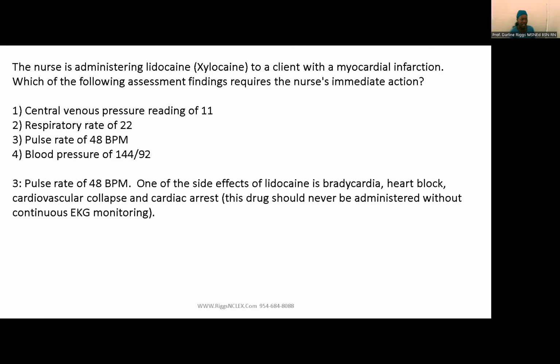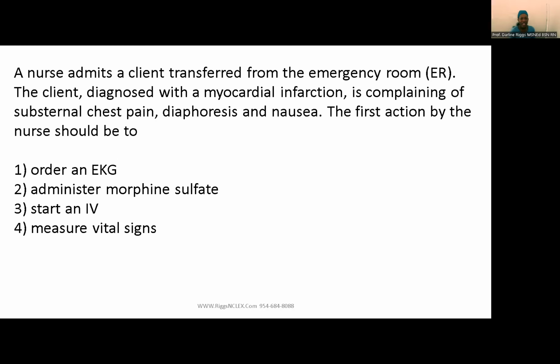That's a priority question. I mentioned this before, they're always on a monitor. You're not going to be giving lidocaine without putting the client on an EKG monitor. Hang in there, a couple more.